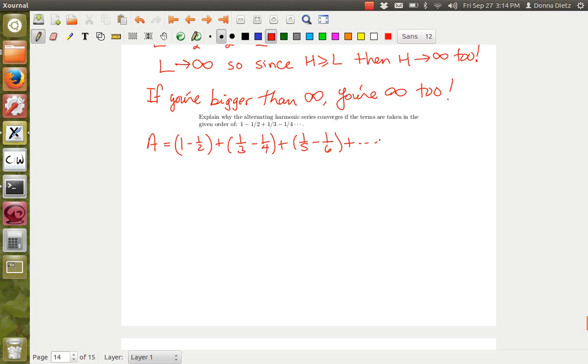Okay, so that is going to be like we talked about in class, 1/2 plus 1/12 plus 1/30. And again, we have to agree to take the terms in exactly the order they're given. That's 7 times 8, not 78. 9 times 10. 11 times 12, and so forth.